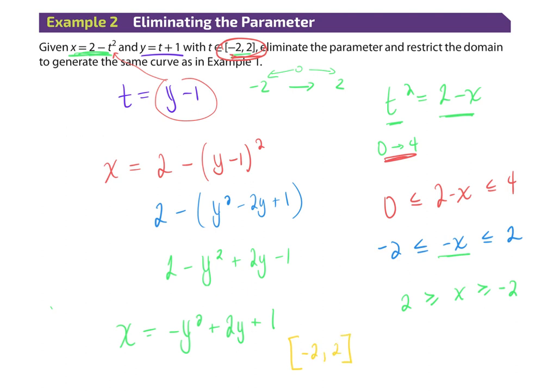By the way, it will not always be the same domain as your t. It just happened to work out for this one. It will not always work out that way. Okay, in fact, the example you're about to do doesn't work out where it's the same domain. Why do I have to restrict this domain?